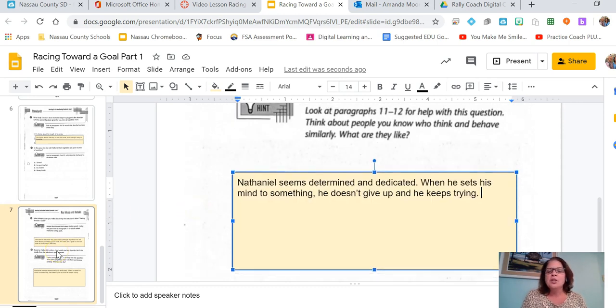Very determined. So do you know someone who's determined like that? Are you determined like that? When you set a goal for something, do you keep on going and not stop? So you can pause this and type your answer.